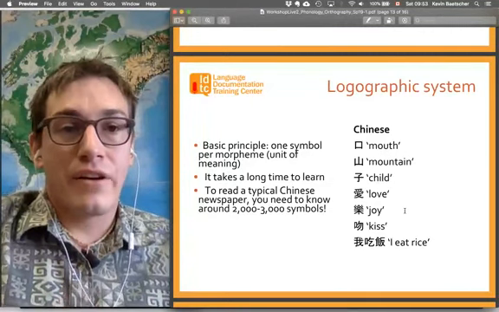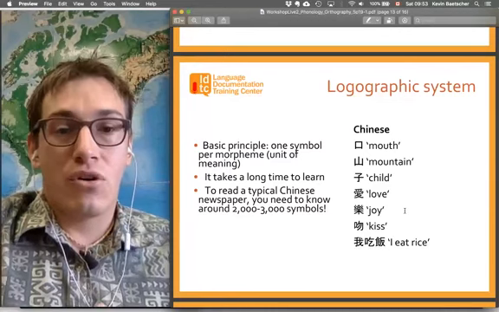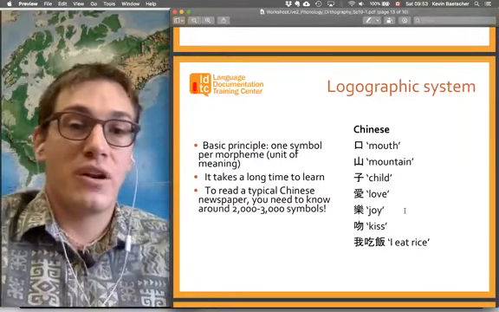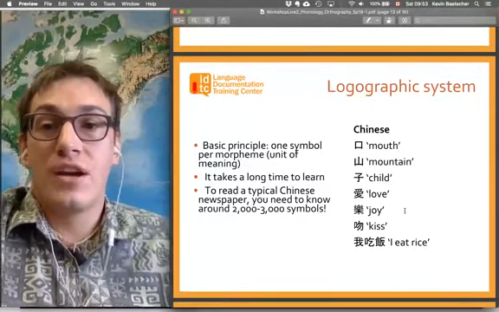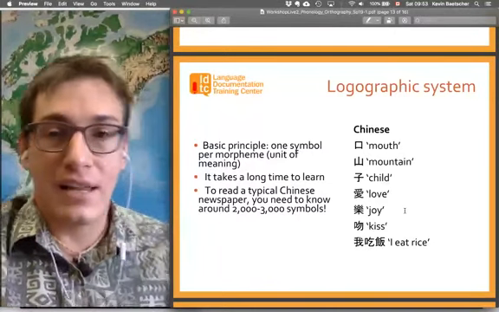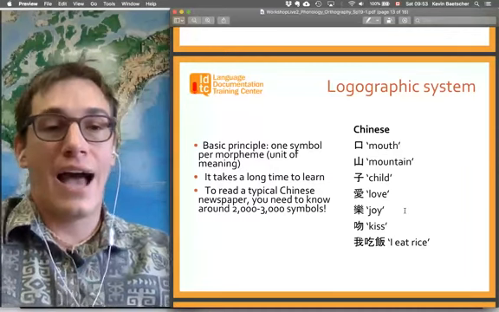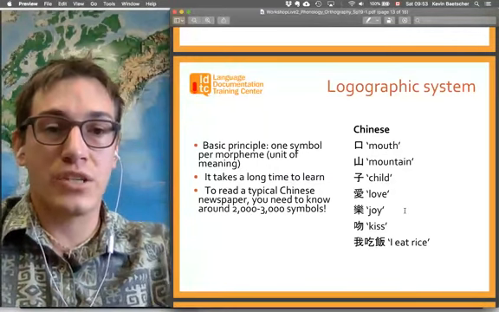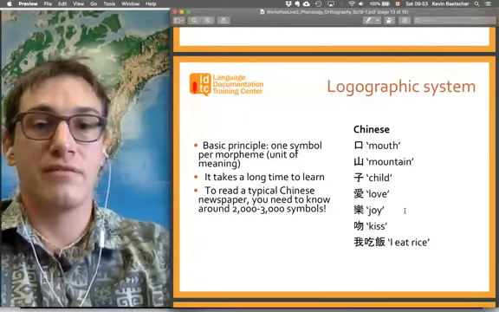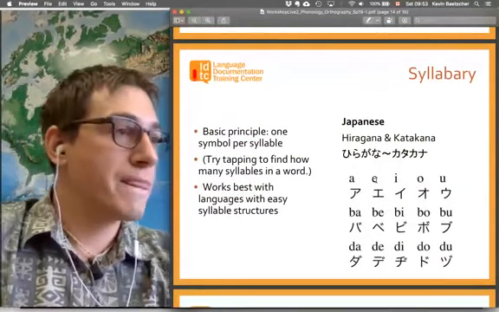The thing about the logographic system is that it takes a really long time to learn, and you need to know a lot of those characters to be functioning in that language. If you want to read a typical Chinese newspaper, you need 2,000 to 3,000 symbols. I skipped that last example there. To show you what a sentence would look like, if you say, I eat rice, then for each of those words there's going to be one character, right? So you see 3 characters. 我吃饭.